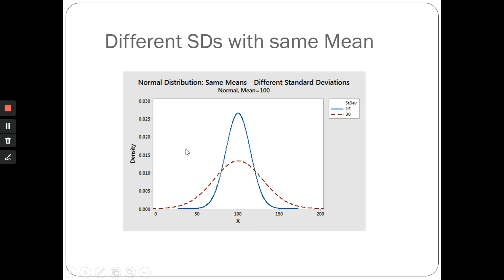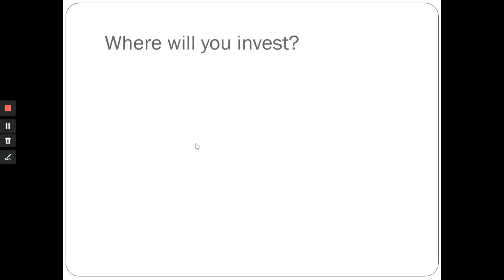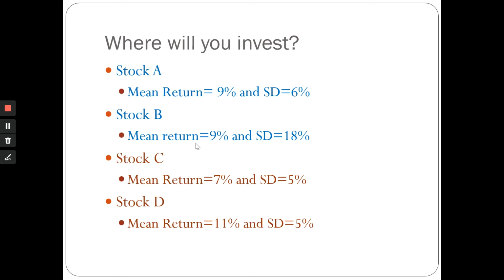This means that the higher the standard deviation, the higher the uncertainty, or the higher the volatility. So now, if I give you this question: suppose you have two alternatives, you can invest in stock A or stock B, and both are giving you the same return, which is 9%. So the average return is 9% for both of them, but the standard deviation for stock A is 6% and for stock B is 18%.